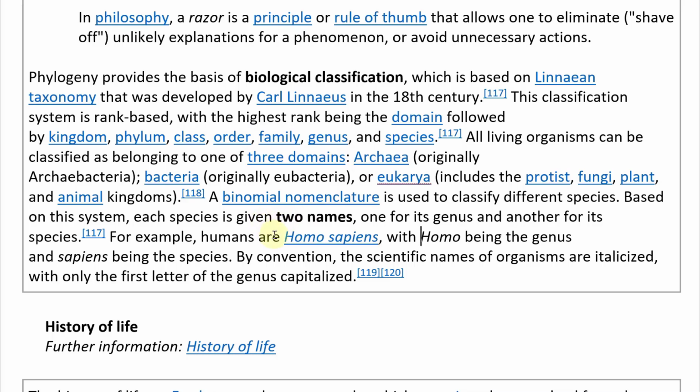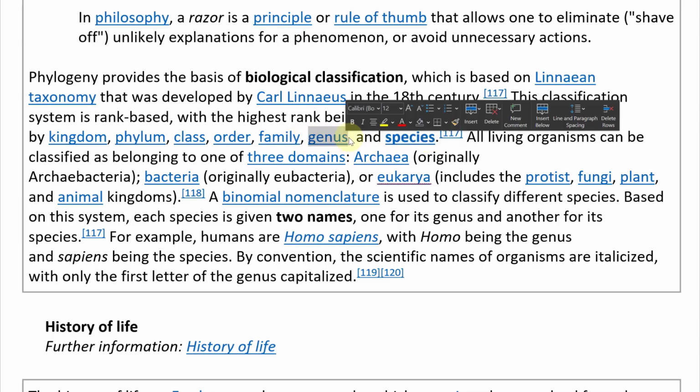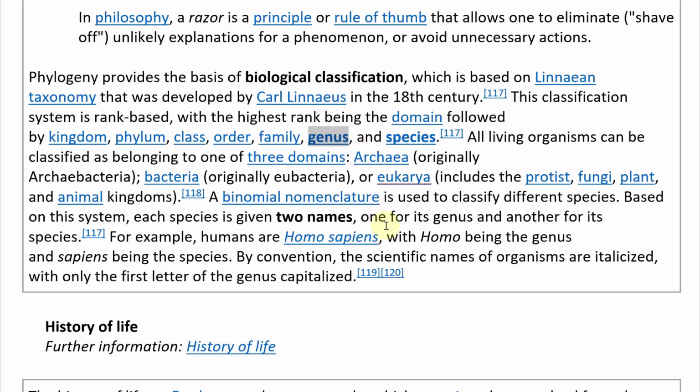By convention, you'll have a binomial nomenclature, or naming setup. Each species is given two names, one for its genus and another for its species. For example, humans are Homo sapiens, with Homo being the genus and sapiens being the species. So Homo is the genus, sapiens the species.